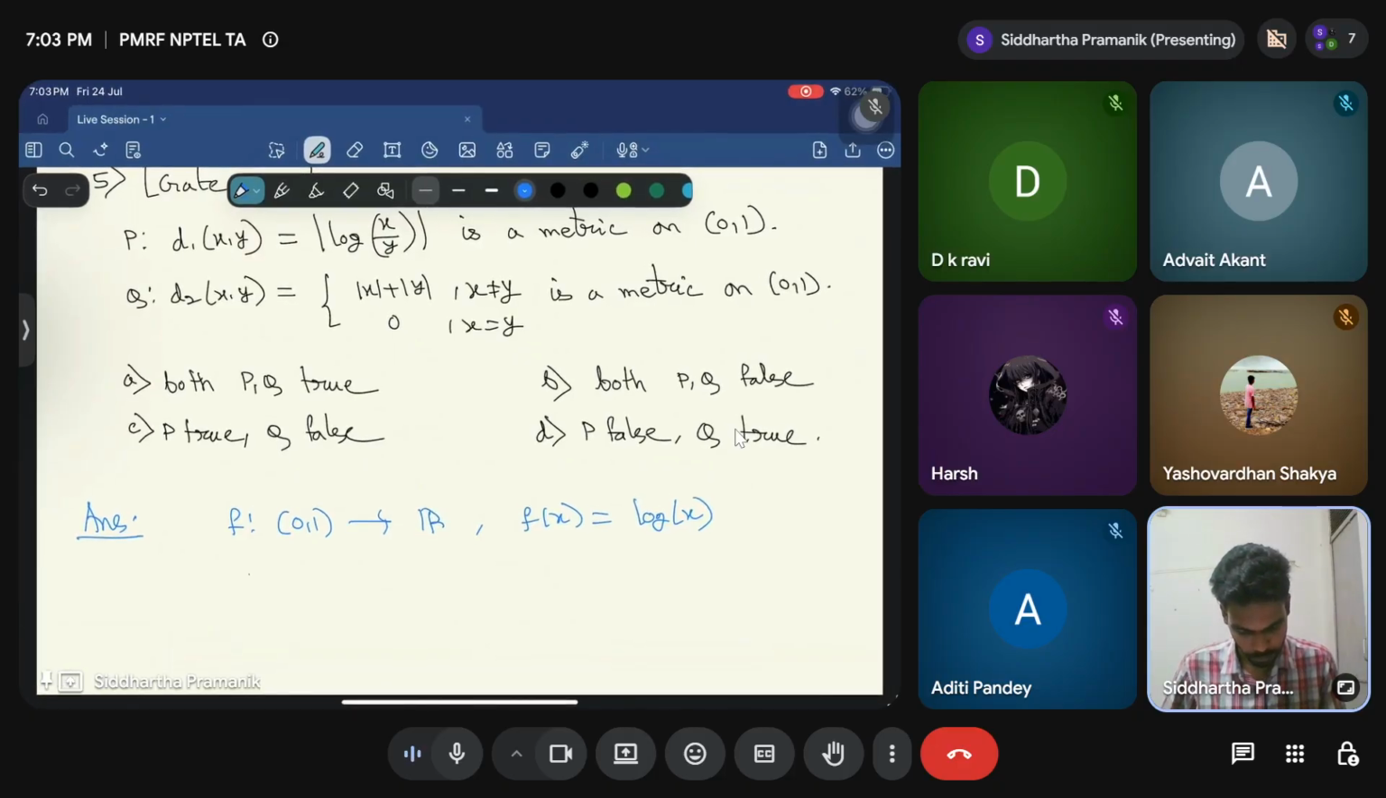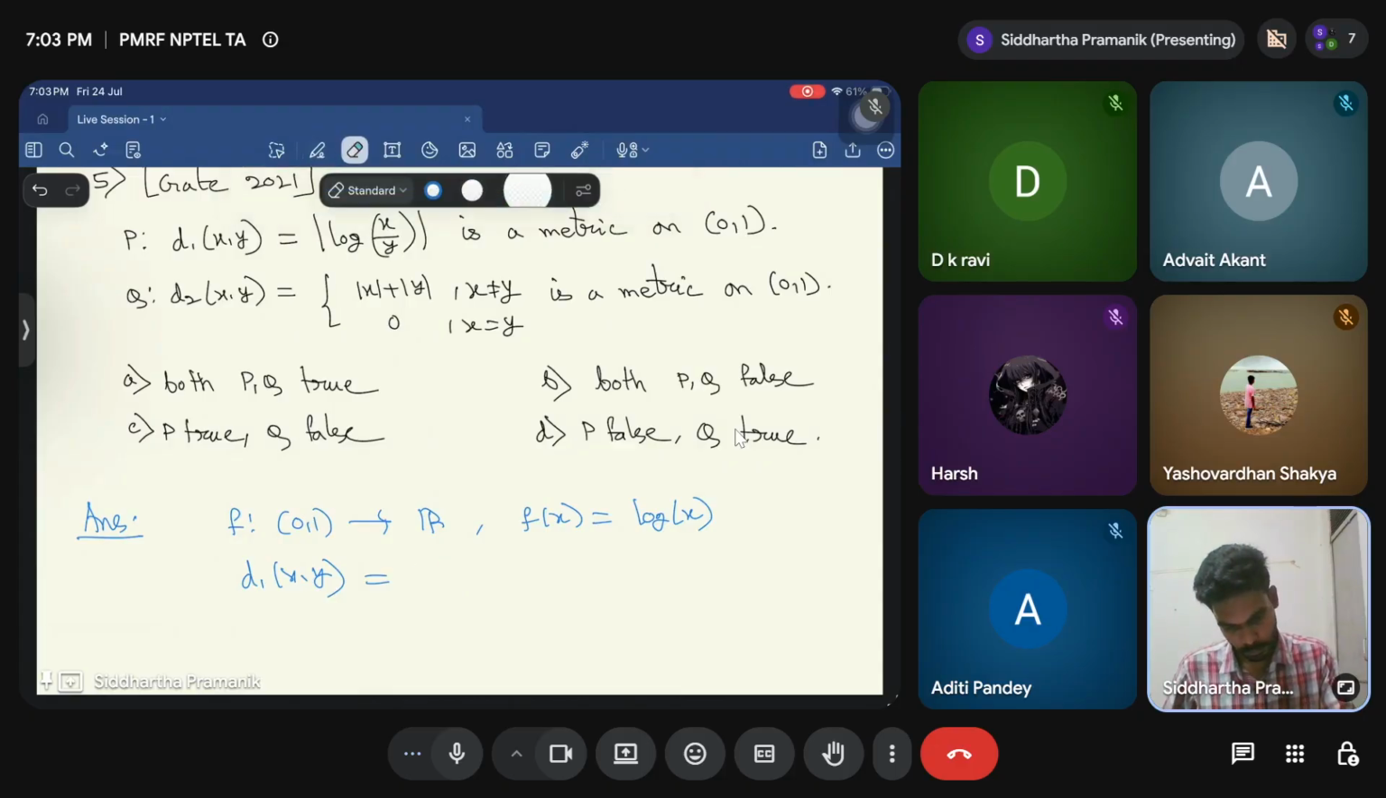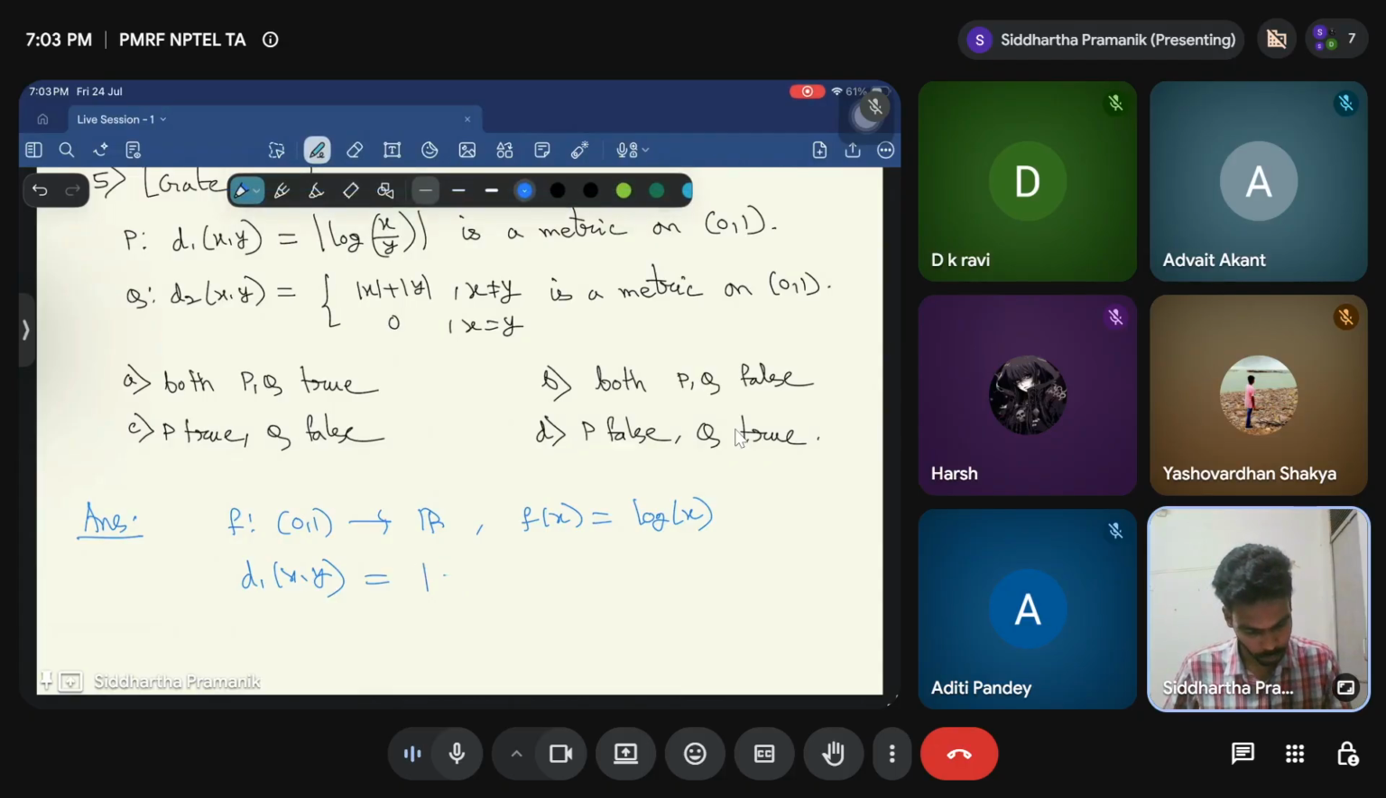So then basically d1 of x,y is just the modulus of f(x) minus f(y). This is modulus of log x minus log y. This is log of x over y.